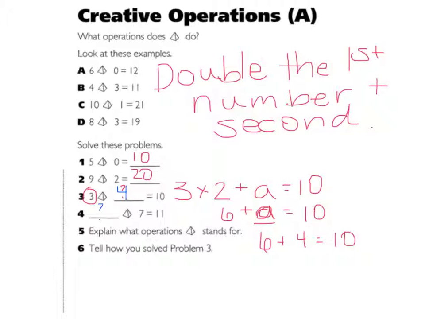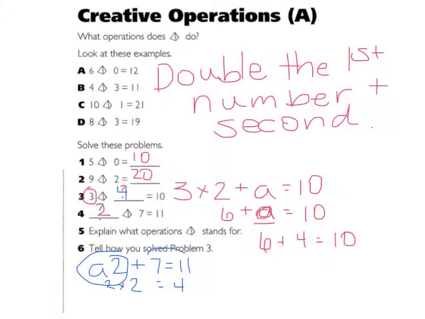So we'll give it the variable this time. We'll call it A. A times 2 plus 7 equals 11. Again, if I do the inverse, I would say that 11 minus 7 is 4. And then I need to think of what times 2 equals 4. And of course that would be 2 times 2 equals 4. So our missing number up here must be 2.